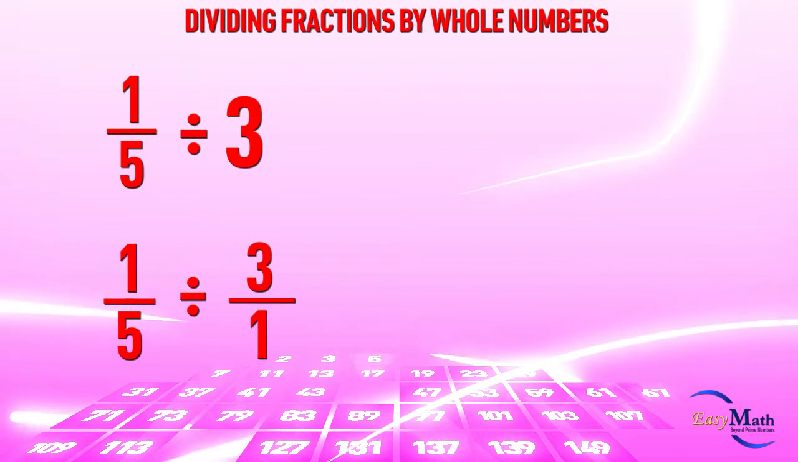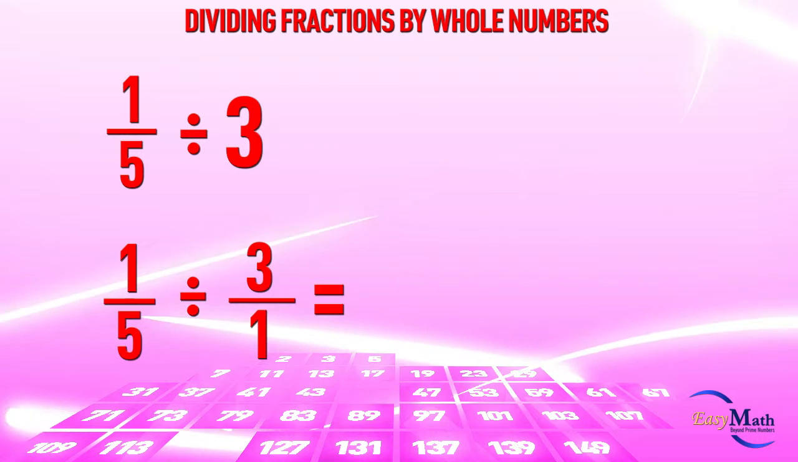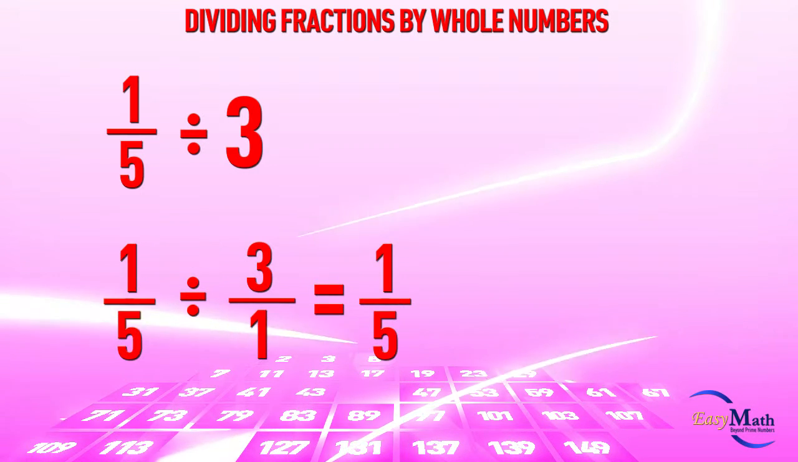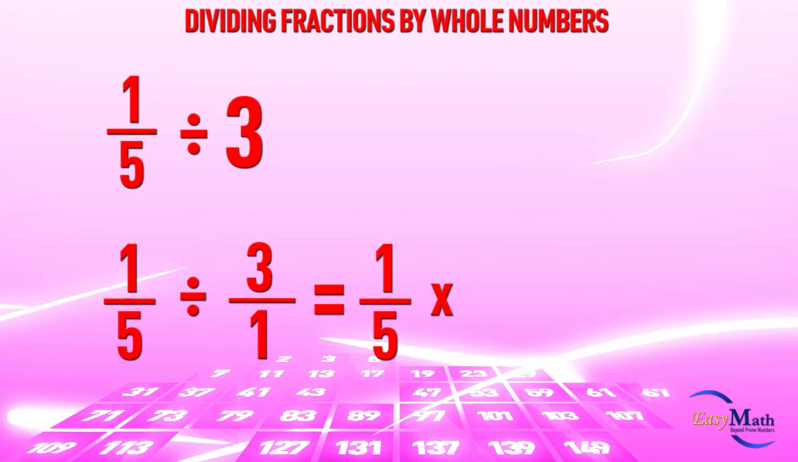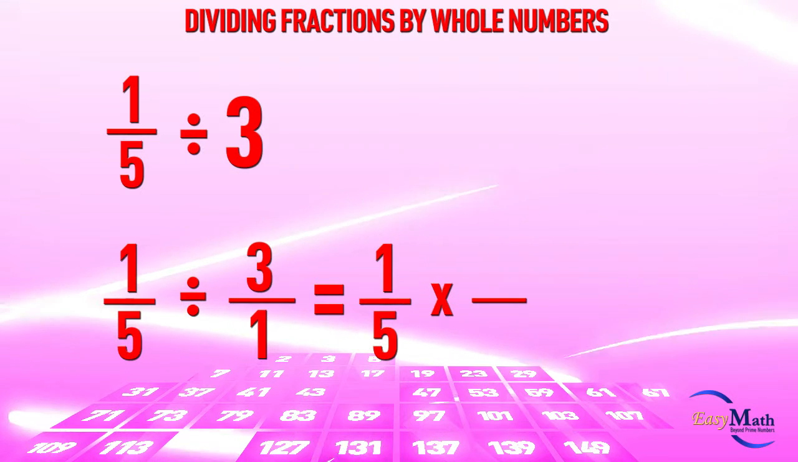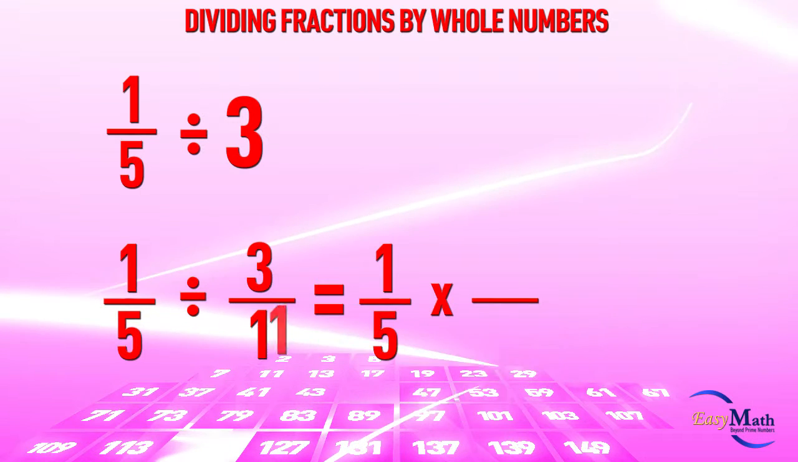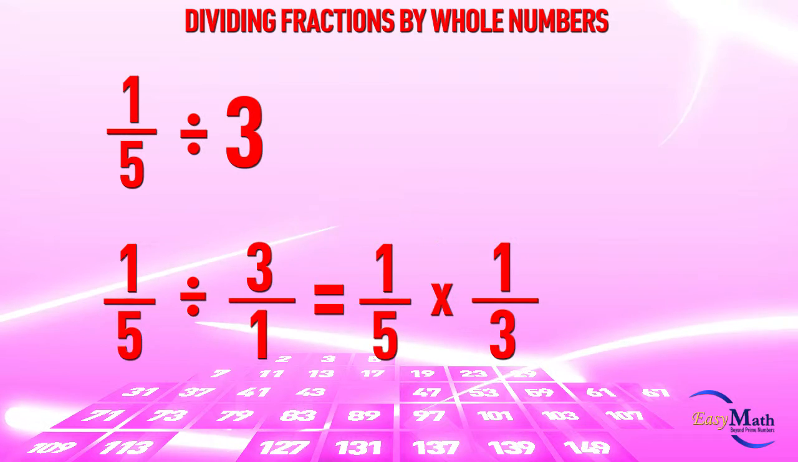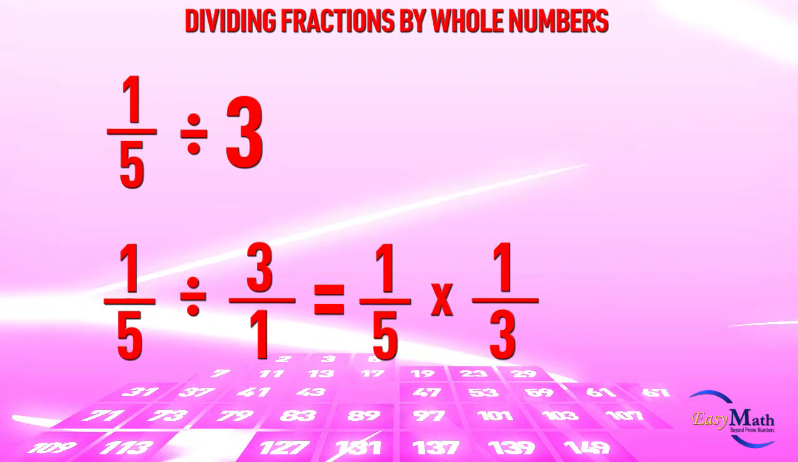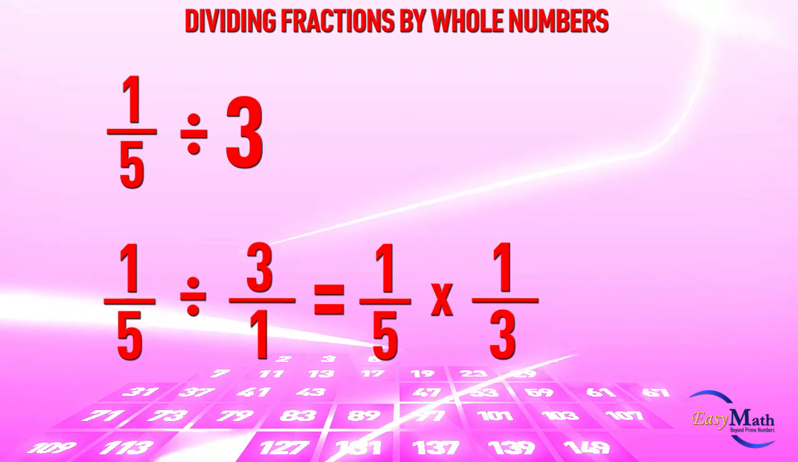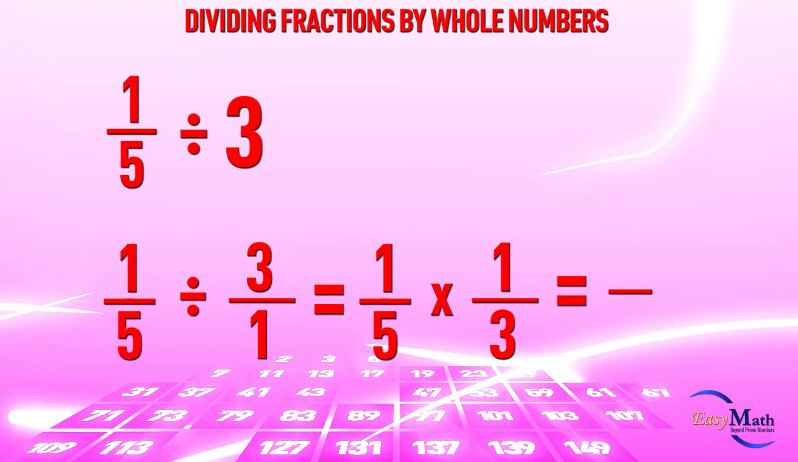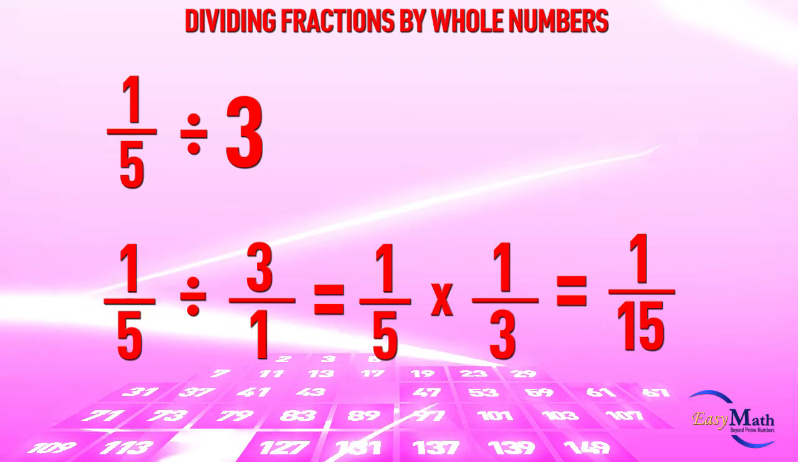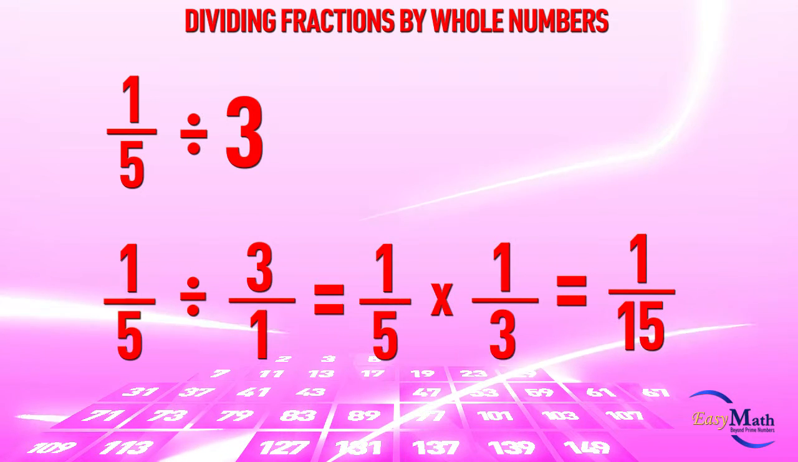So again, very simple. We're going to bring the 1/5 over here. Then we're going to change that division symbol into a multiplication symbol. And then we're going to take the reciprocal of 3 over 1, which is 1 over 3. Now we have two fractions that we can simply multiply together. So we multiply 1 times 1, which is 1, and 5 times 3, which is 15. And that is our answer.